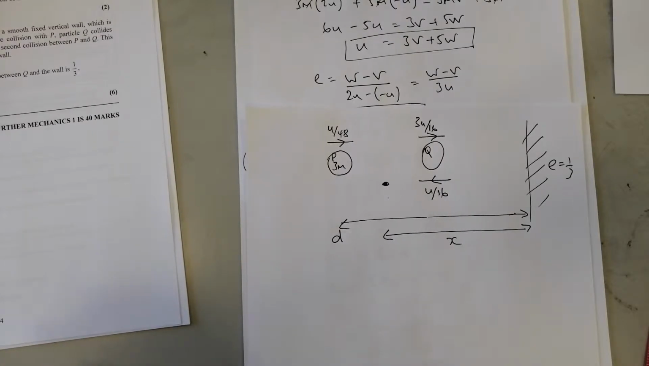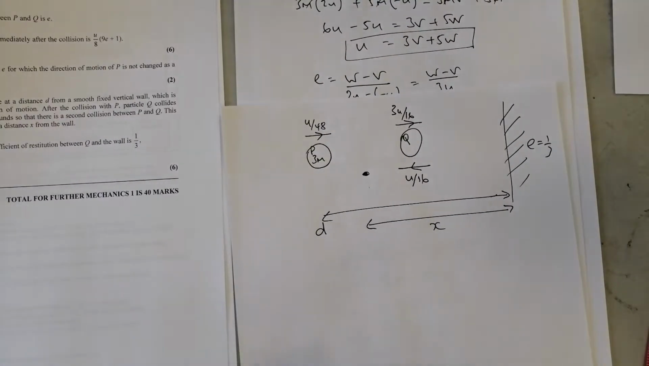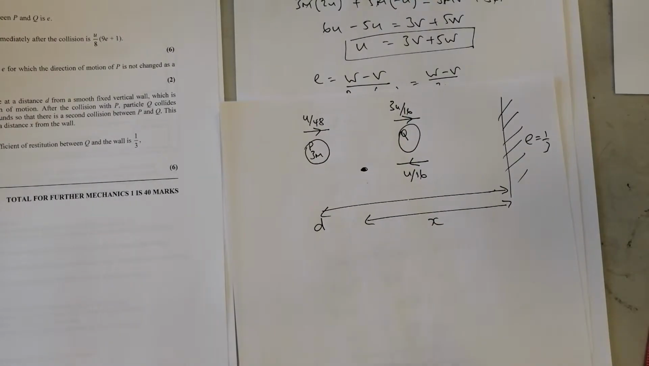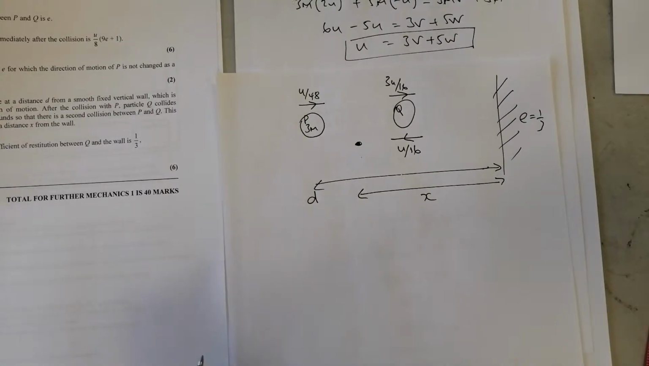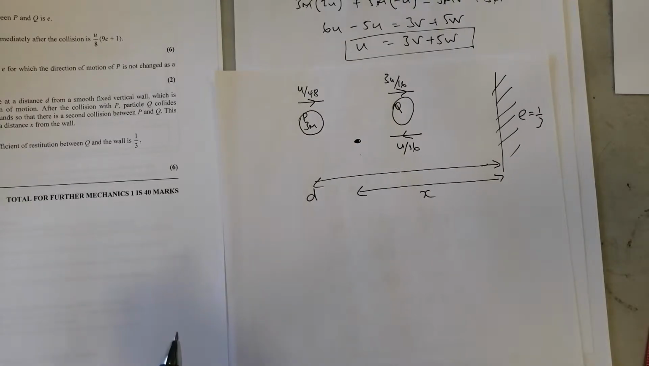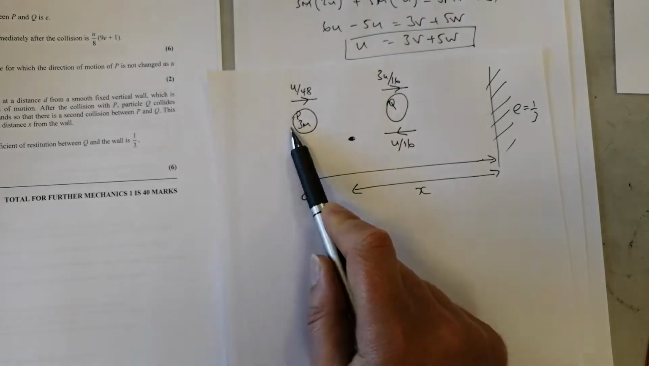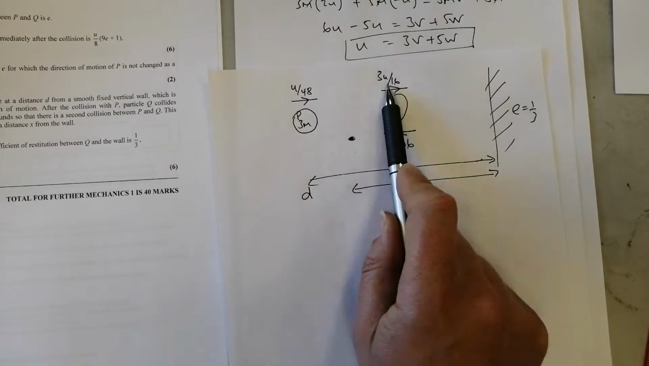What are we trying to work out in this question? I've forgotten. We're trying to find x in terms of d. So we're trying to find out where the distance is when they collide again. We can work out the times. Firstly, we work out the total time for Q to hit the wall. This is where the collision takes place. We know it's got to go d, and it's going at that speed.